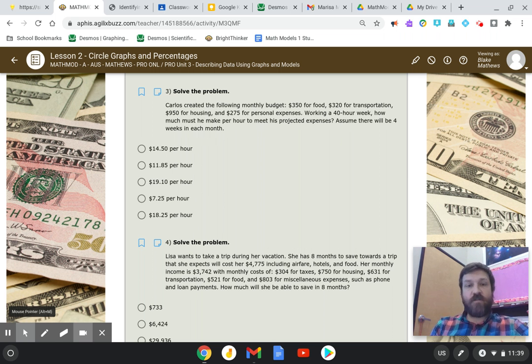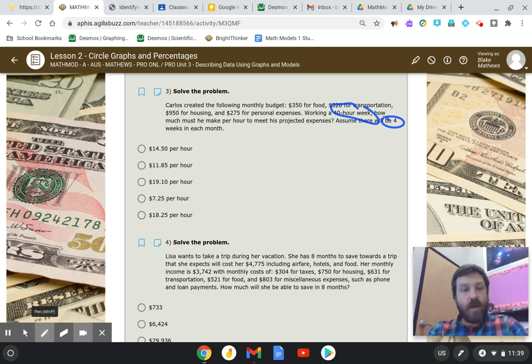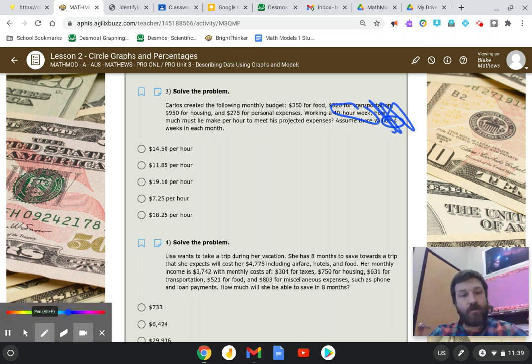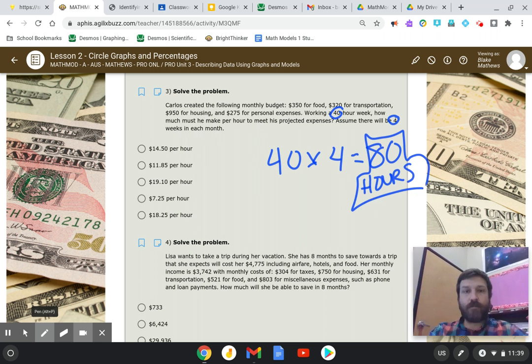Assume there will be 4 weeks in each month. So first thing off, we know we're doing 40 hours at 4 weeks a month. So that means we need to find out what 40 times 4 is. So that's going to be the number of hours he's going to work, 80 hours of work. So that's one key piece of information that we need.